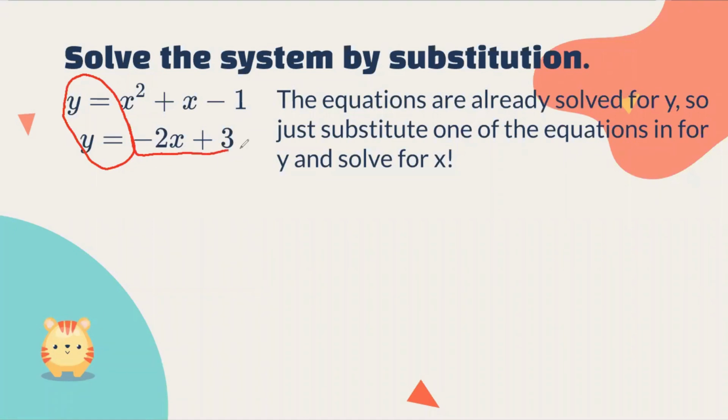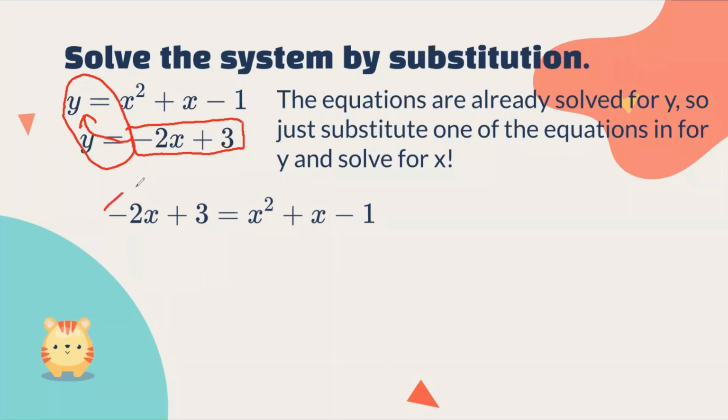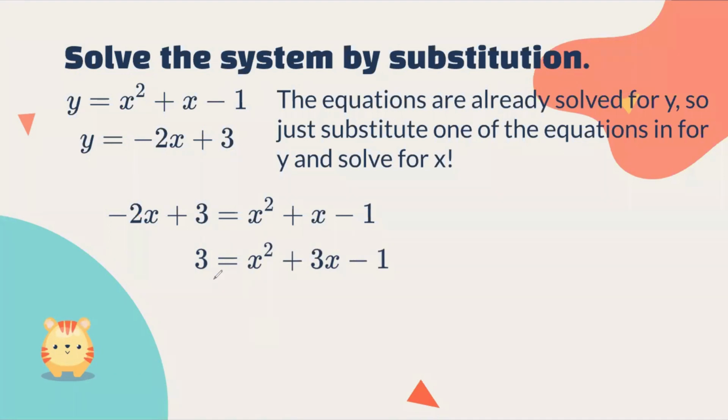I'll go ahead and substitute negative 2x plus 3 into the y value of x squared plus x minus 1. If you do that, you would get negative 2x plus 3 equals x squared plus x minus 1. And now you can just solve for x. In this case, we are working with a quadratic equation, so we want to make our equation equal to 0 and then go on from there to factor. So I'm going to try and get rid of my negative 2x plus 3 on this side of my equation by using inverse operations. First thing, I'm going to add 2x to both sides. If you do that, you would get x squared plus 3x minus 1 equals 3. And now to make your equation equal to 0, you want to subtract 3 from both sides. Once you do that, you get 0 equals x squared plus 3x minus 4.